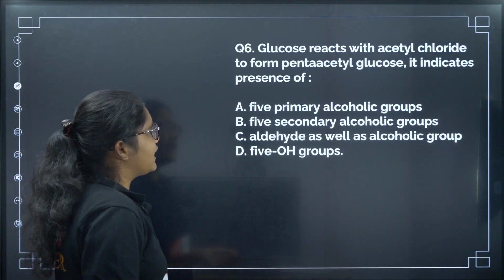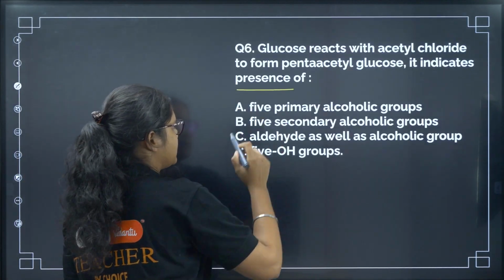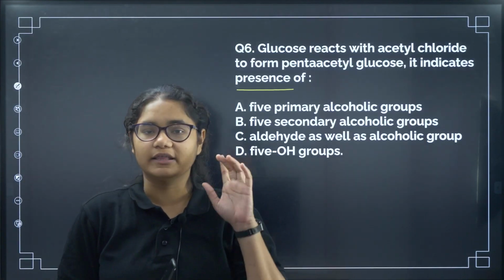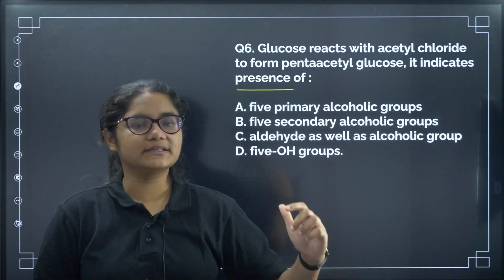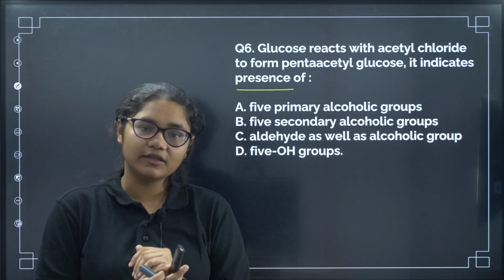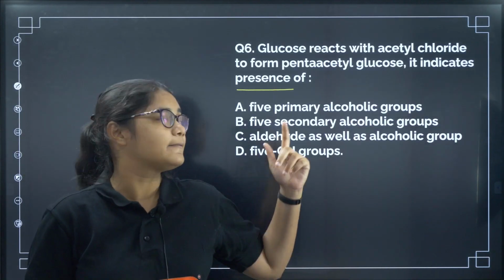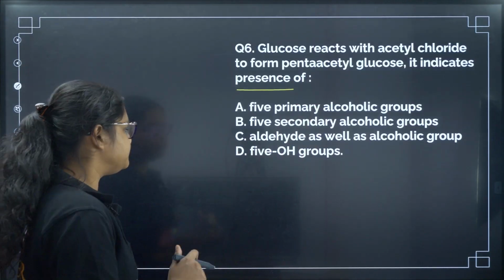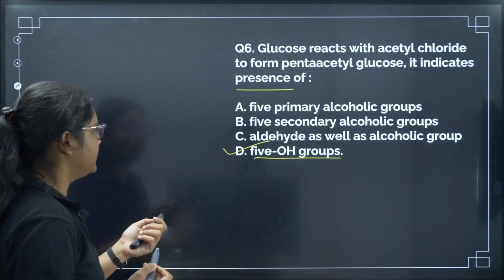Next, glucose reacts with acetyl chloride to form penta-acetyl glucose. It indicates the presence of... This question is very important. There are 6 reactions you must remember that are used to determine the structure of glucose, right? One of the reactions says that there are 5 OH groups in the glucose molecule. That is this reaction. So 5 OH groups is the correct answer for this question, that is option number D.